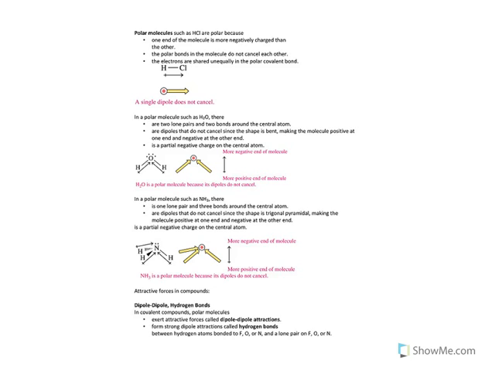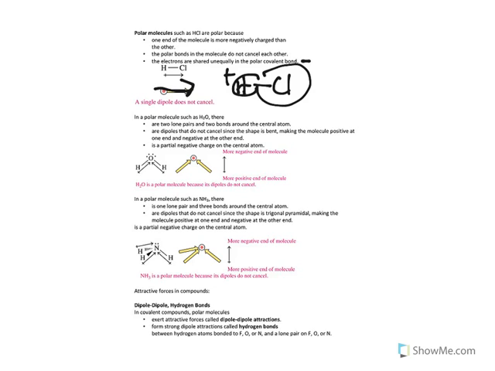Molecules that are polar, such as HCl, are polar because one end of the molecule is more negatively charged than the other. The polar bonds in the molecule do not cancel each other out, and the electrons are shared unequally in the polar covalent bond. So in this example, the chlorine is pulling on the electrons much harder, and so the electrons are spending more time around the chlorine than they are around the hydrogen, meaning that the end of this molecule is more negative on the chlorine end and more positive on the hydrogen end.